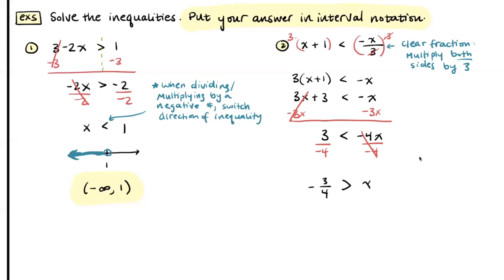And that's our solution in inequality form. Now it might look weird because it's kind of the opposite order. You can always rewrite these by just reading them backwards. x would be less than, reading it the other direction, negative 3/4. So we can also write it that way too.